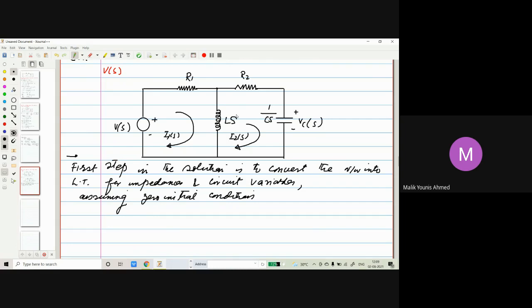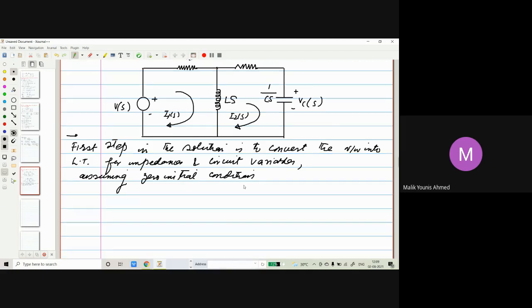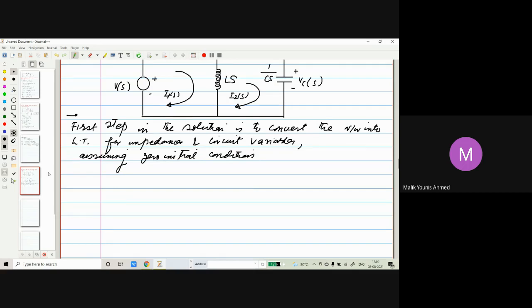So I will apply the mesh method. The homework for you is, for the same numerical, you need to apply the nodal analysis. You can check it by the nodal analysis also. Or if you want, we can do nodal analysis. There's no problem at all. Okay. So any method you can apply. Okay. So let's apply the mesh method first.